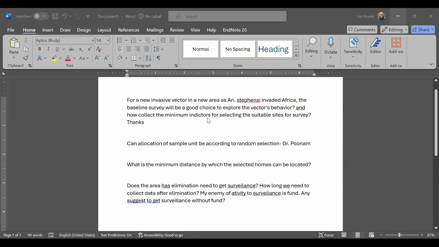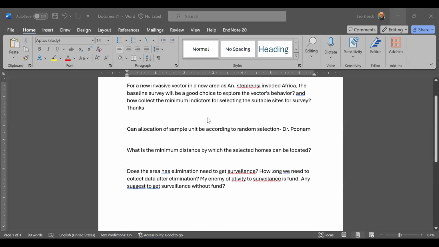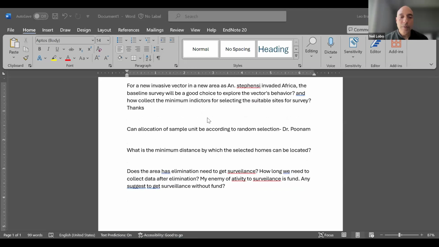Yes. Okay. So I just picked out 4 random ones out of the about 11 questions there. So the first question is, for a new invasive vector in a new area, such as Anopheles stephensi, the baseline survey would be a good choice to explore the vector behavior and how to collect the minimum indicators, selecting the suitable sites for a survey.